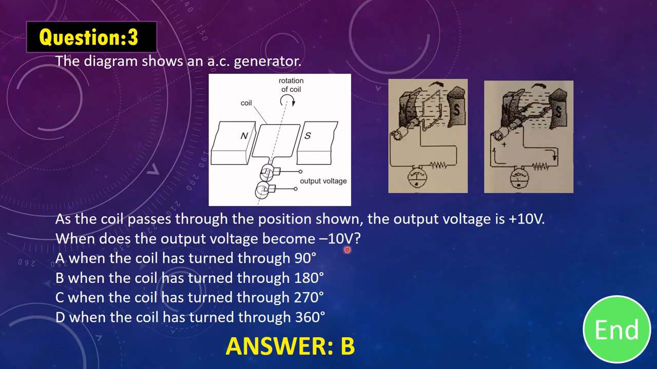Here it is minus 10 volt because there is a change in position of the coil. That is, the sides of the coil have changed when it comes to this position. So it will give us minus 10 volt. So let me conclude here: 0 degree plus 10 volt, 90 degree 0 volt, 180 degree minus 10 volt. So the answer is B.